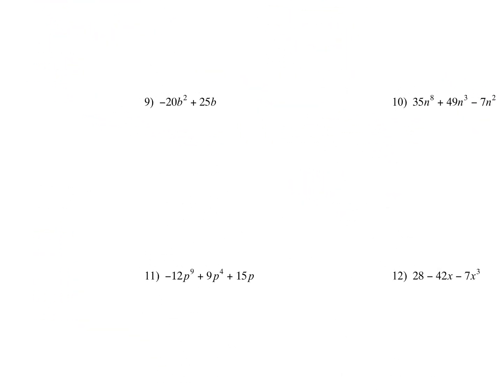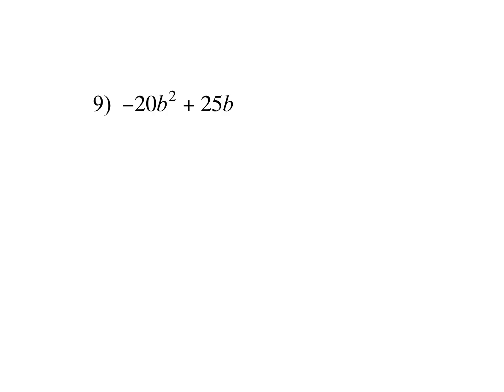All right, next page. Okay, so let's look at number 9. Let's do the same process. So I want to find the greatest common factor of negative 20b squared plus 25b. We can go number by number. What are factors of 20? 4 and 5, right? So I know 20 is 4 and 5. What are factors of 25? 5 and 5, right? B squared you can write as b times b. And then 25 as 5 times 5 times b, right?